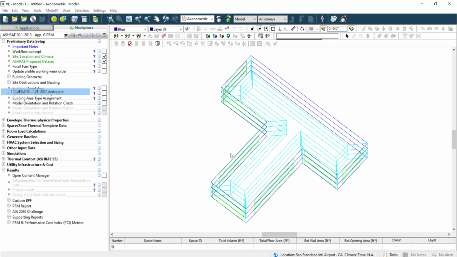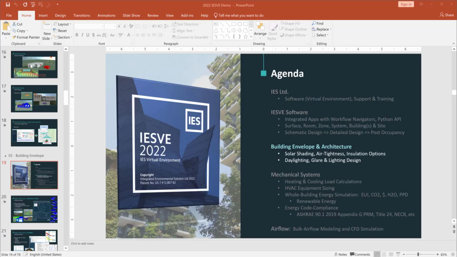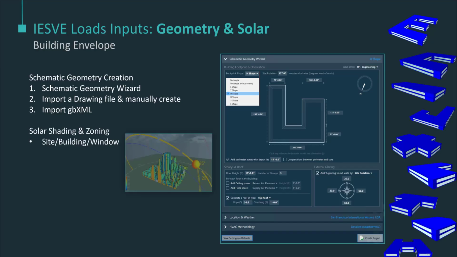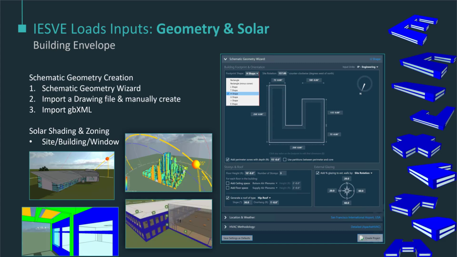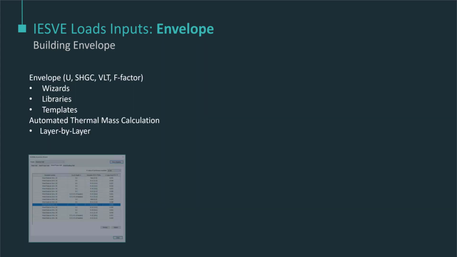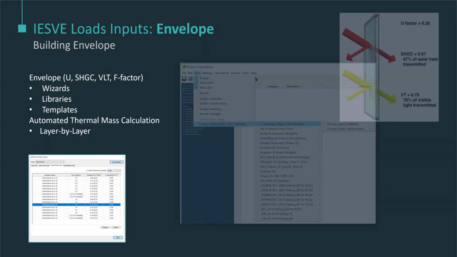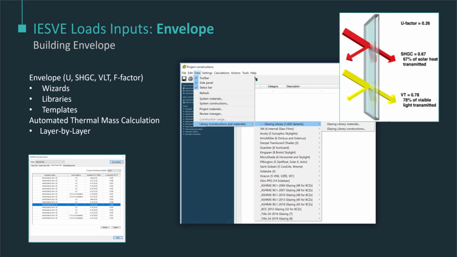Okay, so let me dive back to my slides and help me navigate through some of the topics. I've already talked a little bit about geometry and solar. There are loads of applications for that type of analysis. In terms of doing envelope analysis, there are a number of options here. Also, this model is going to be moved into the Apache tool.